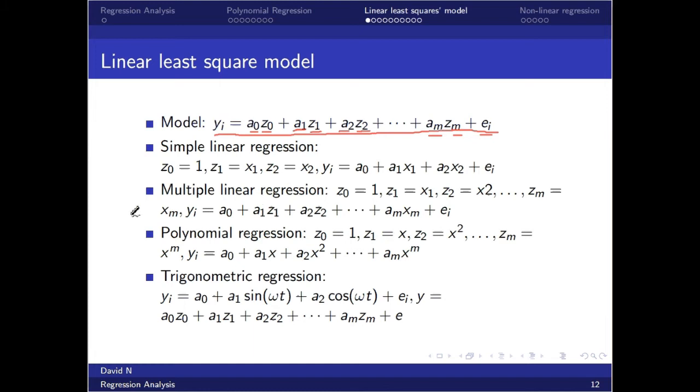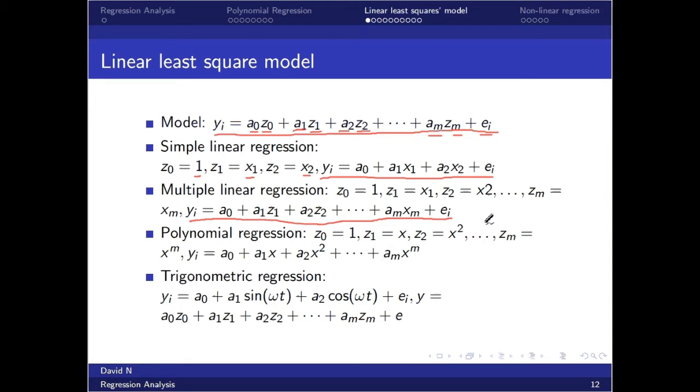Now, we have the simple linear regression easily represented by setting Z0 equal to 1, Z1 equal to X1 and Z2 equal to X2. Similarly, this is the model equation for the multiple linear regression.